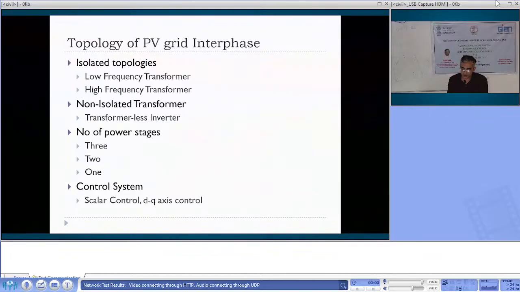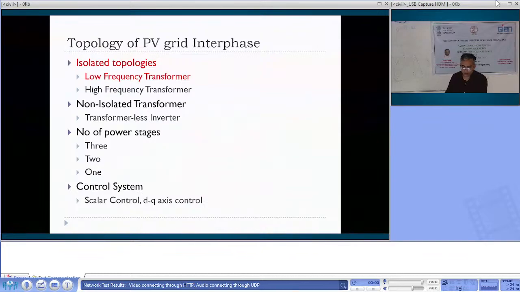Topologies of PV grid interface: you have the isolated topologies, like a low frequency transformer or a high frequency transformer, then non-isolated, the transformer-less inverter, where there is no transformer in the system. It is also categorized in terms of 3-stage, 2-stage and 1-stage, and depending on the control system, scalar control and DQ axis control. We are using DQ axis control, not scalar control, but we'll look into that also.